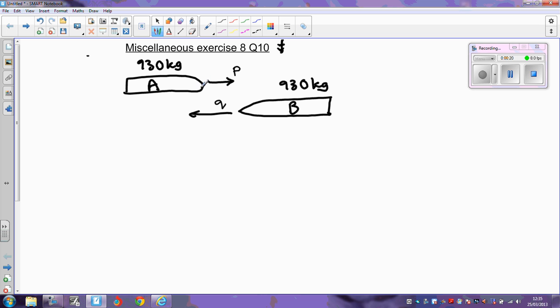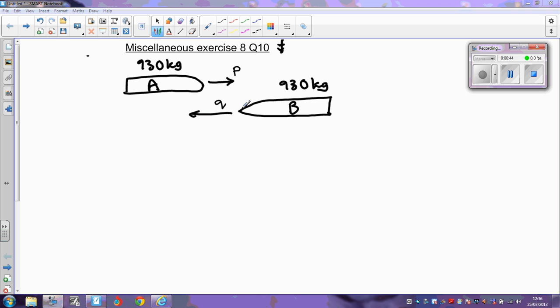The reason this is off the syllabus is that the two boats obviously are not going in the same straight line, otherwise they would collide into each other. They are in fact just passing alongside each other. Both of them contain passengers and have a total mass of 930 kilograms. A is going this way at speed p, and B is going this way with speed q, and we don't know which is greater out of p and q.